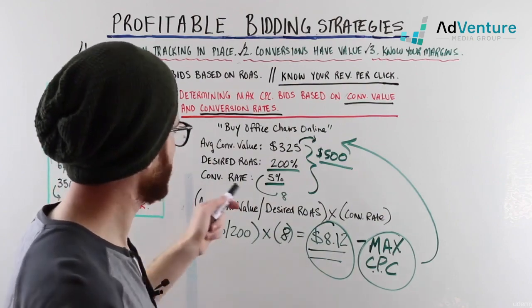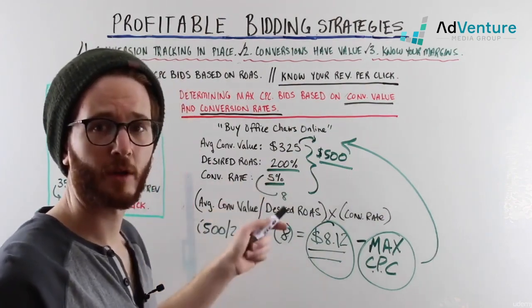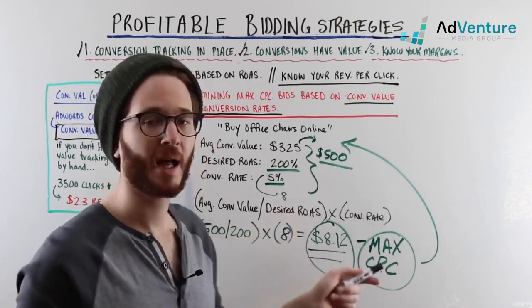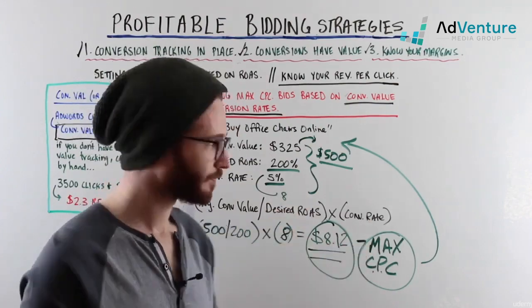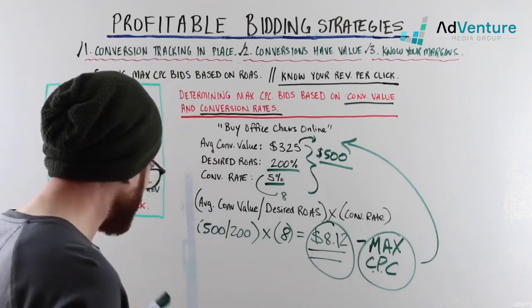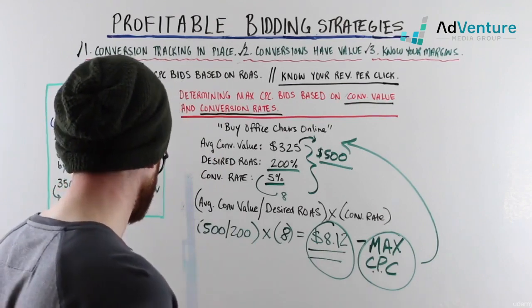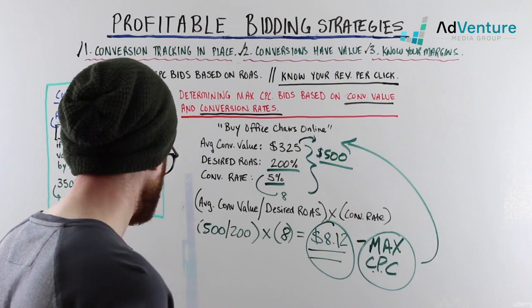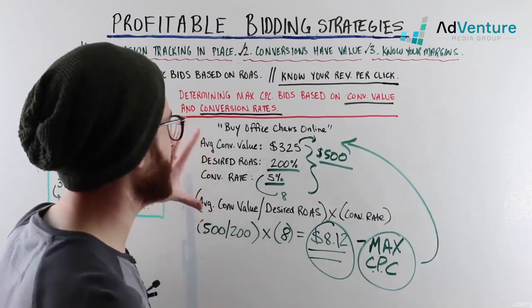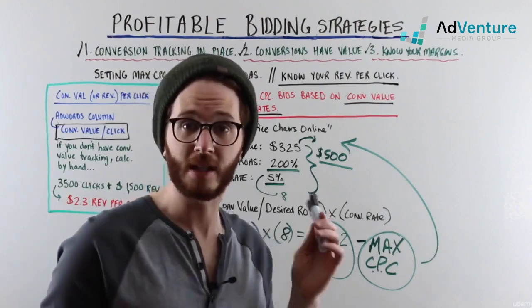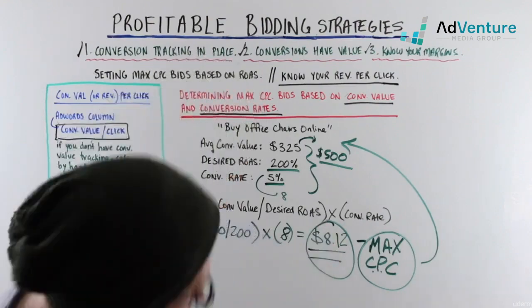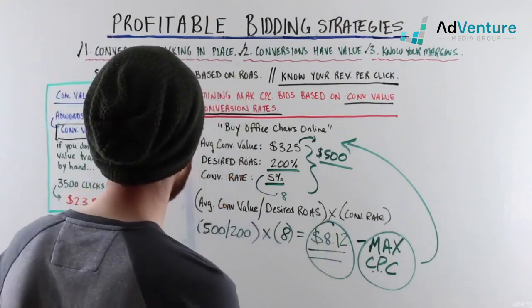So remember this: you take your average conversion value, divide by your return on ad spend, multiply by your conversion rate, and that's your max CPC bid for that keyword. Now, if all this information is not available to you, you actually can calculate your max CPC bid in a different way. So let me show you. Let's just do a little bit of erasing here.